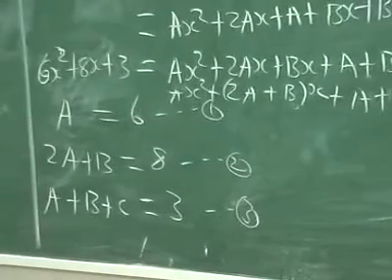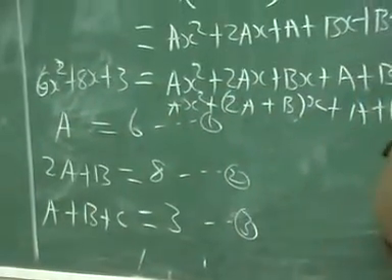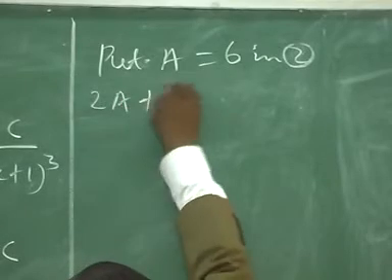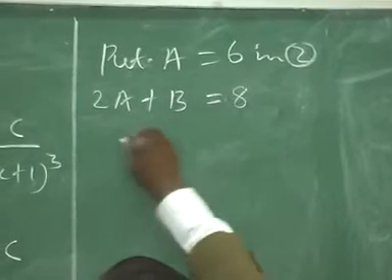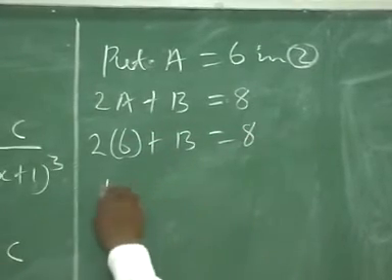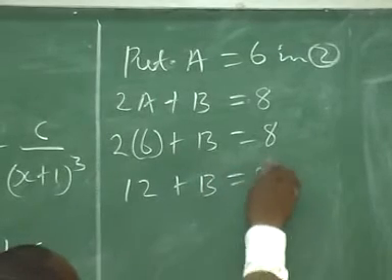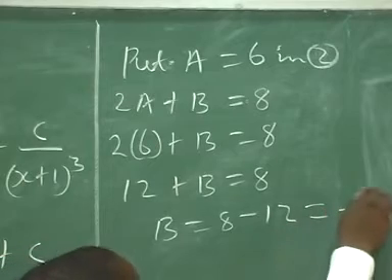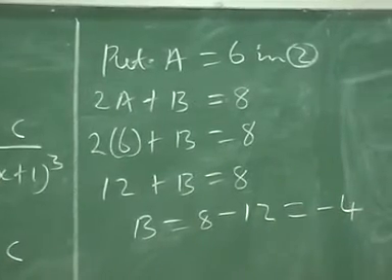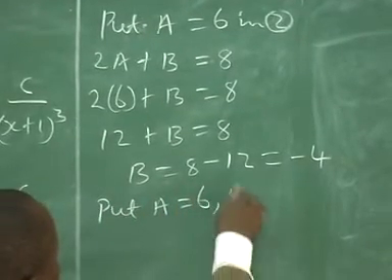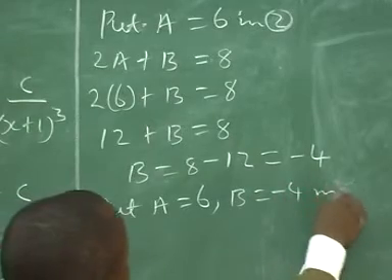Now we are going to put a is equal to 6 in equation 2. Remember, equation 2 says that 2a plus b is equal to 8. So 2 times 6 plus b is equal to 8, which means 12 plus b is equal to 8. So b is 8 minus 12, which is equal to minus 4. b is minus 4.